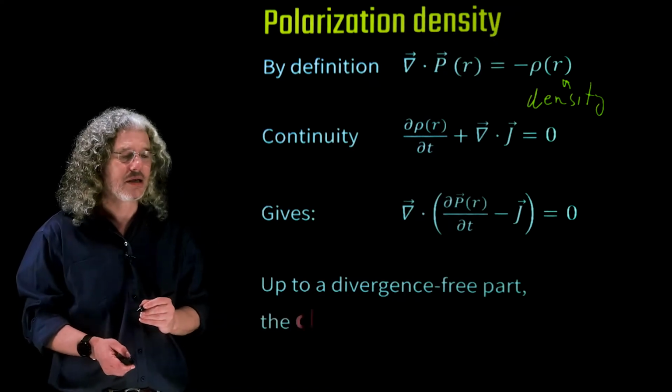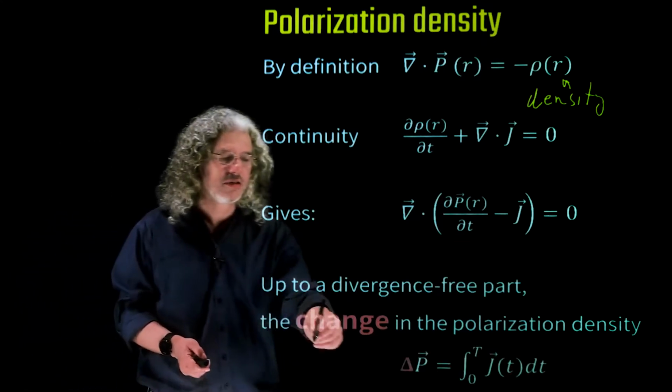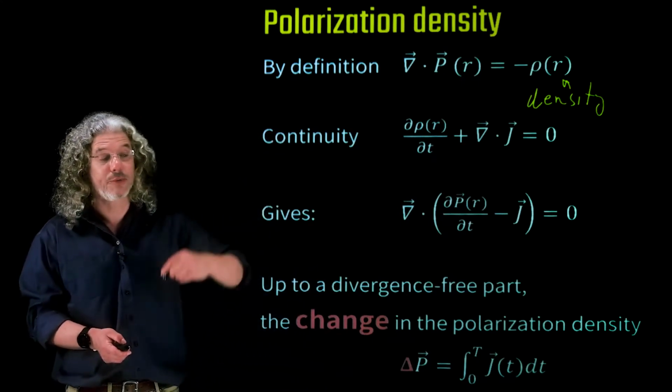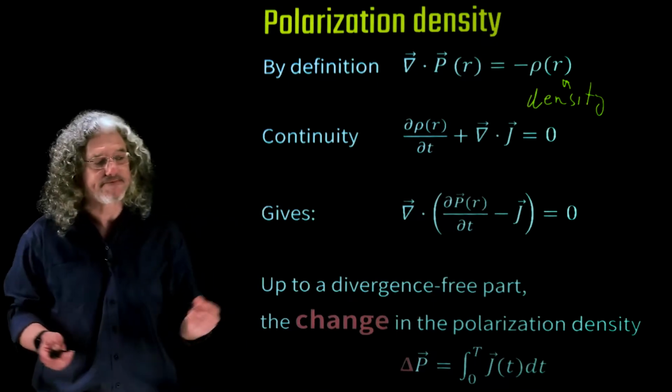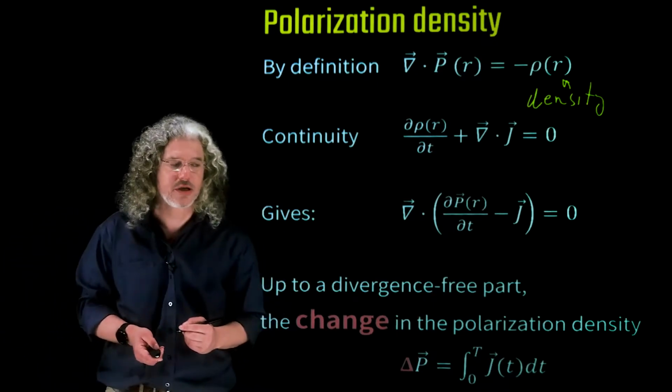what we find is that a change in the polarization density, I emphasize that this is the change, is given by the integral from 0 up to t of j(t) dt. So if we have current in the system, it causes a change in the polarization density.